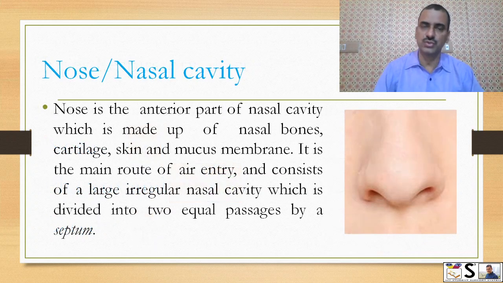What is the nose or nasal cavity? The nose is the anterior part of the nasal cavity, which is made up of nasal bones, cartilage, skin, and mucous membrane. It is the main entry gate of air and consists of a large irregular nasal cavity which is divided into two equal passages by the nasal septum.